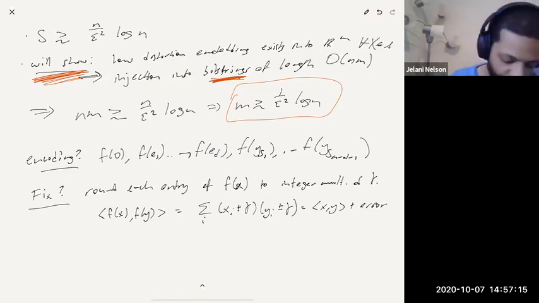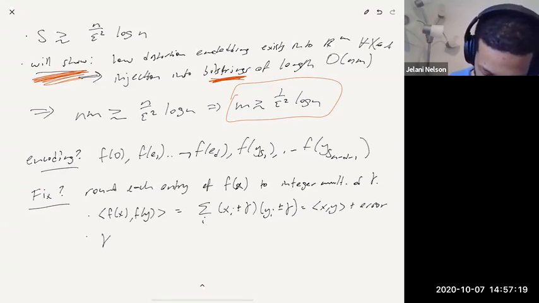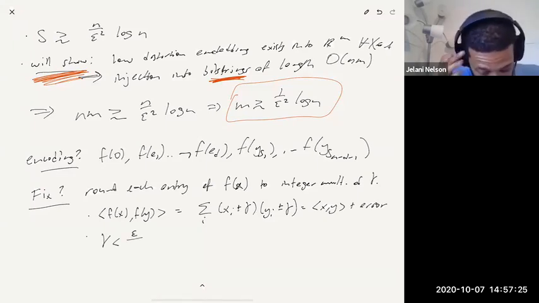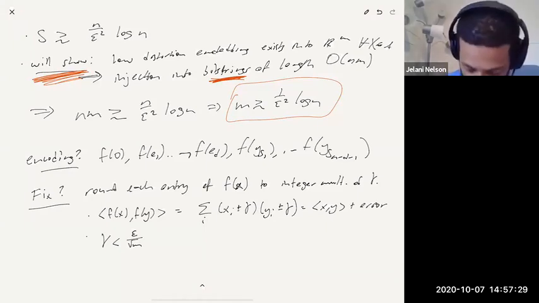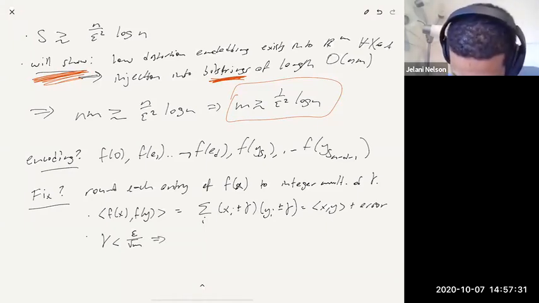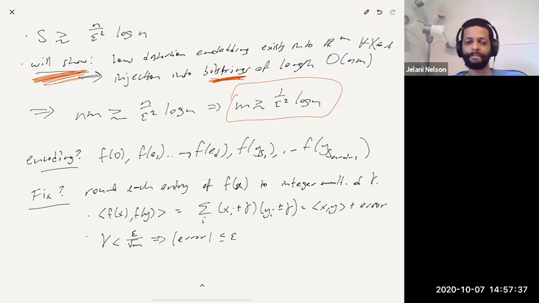I'm not going to show it. I'm almost out of time, but you can show that if gamma is less than something like, I think, epsilon over root m, that implies that the error is at most epsilon in magnitude.